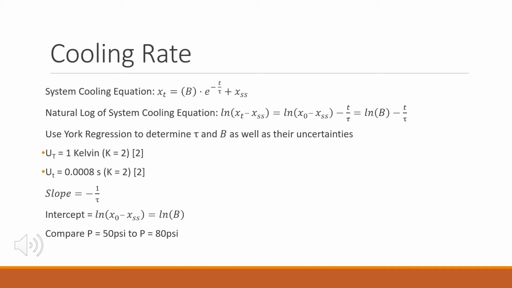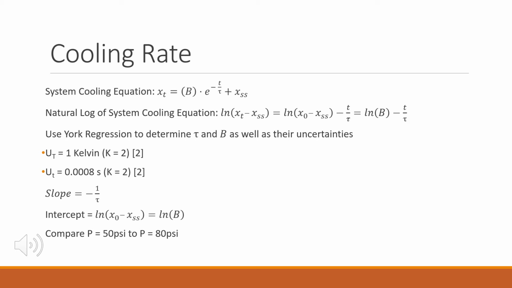So the temperature of the block is going to decrease exponentially over time. And that relationship of the temperature T(t) is given by the system cooling equation. There are two constants that we need to find for this cooling equation. Those are B and tau.